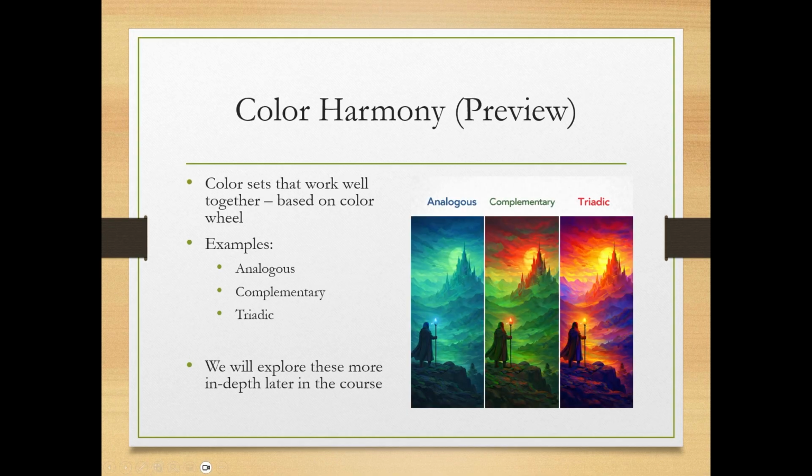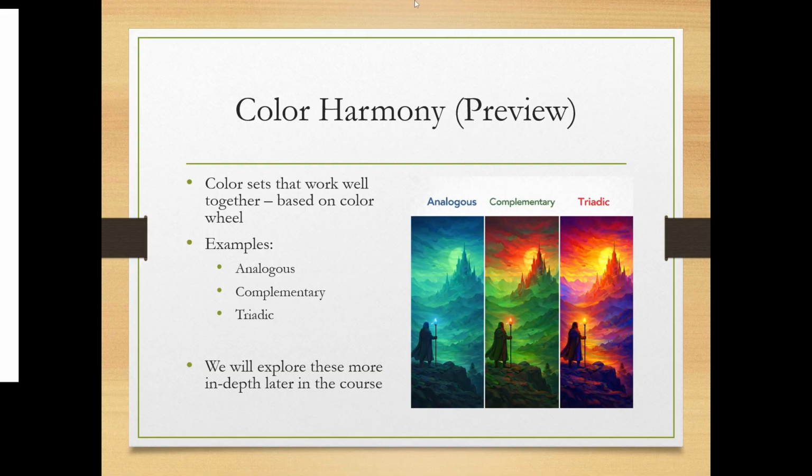Now, one of the things we're going to discuss solely in its own week is this idea of color harmonies. When we talk about color harmonies, these are color sets that work well together, and they're generally based on the color wheel. Examples are going to be things like analogous. When we talk about analogous colors, those are going to be 3 colors next to each other on the color wheel. And when I talk about the color wheel, this can be any color wheel. I want to emphasize this.